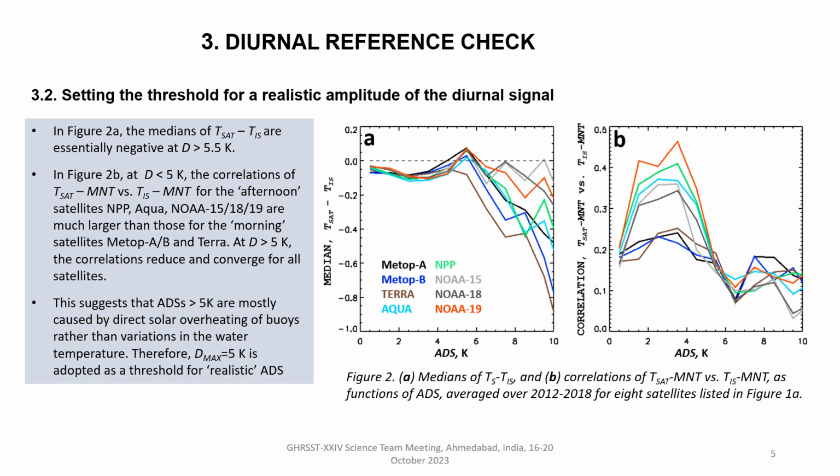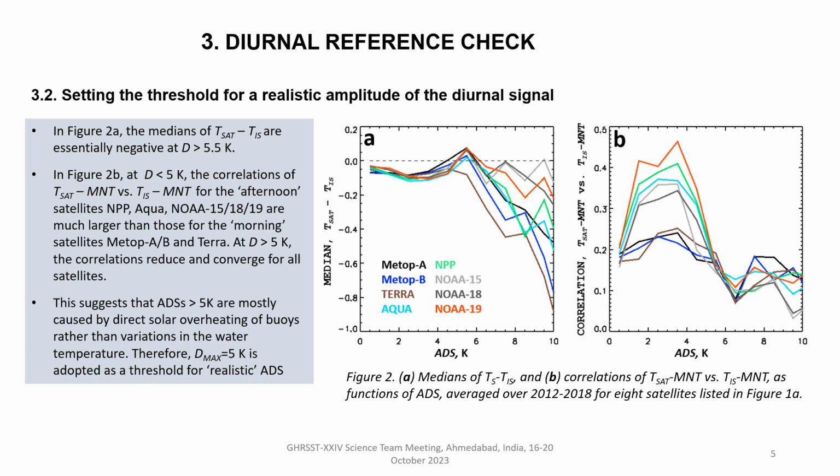Figure 2b shows the correlation between deviations of in situ SST and satellite SSTs from the MNT as functions of ADS. When the ADS is less than 5 Kelvin, the correlation for the afternoon satellites SNPP, Aqua, NOAA 15, 18, and 19 are much higher than those for the morning satellites METOP A and B and Terra. However, when the ADS exceeds 5 Kelvin, the correlations reduce and converge for all satellites.